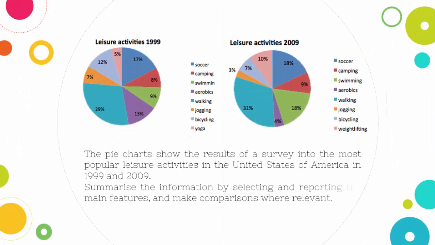The pie charts show the results of a survey into the most popular leisure activities in the United States of America in 1999 and 2009. Summarize the information by selecting and reporting the main features, and make comparisons where relevant.